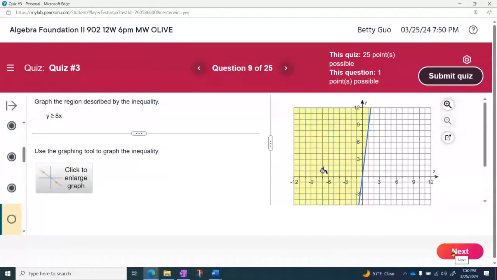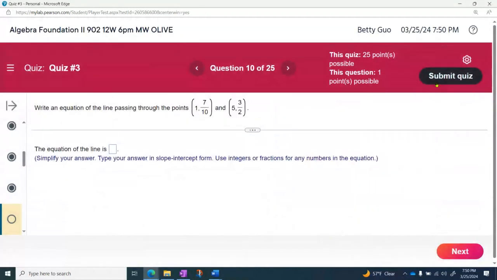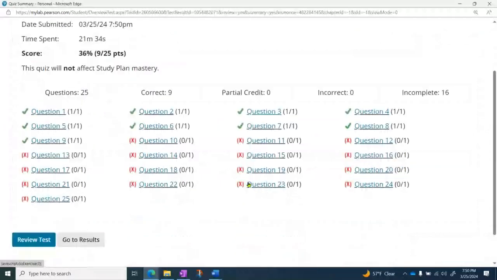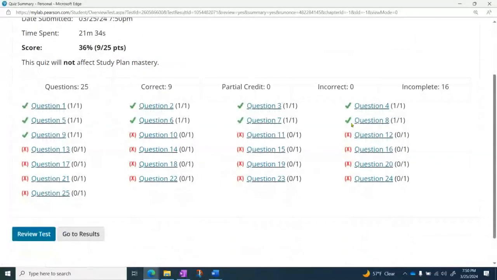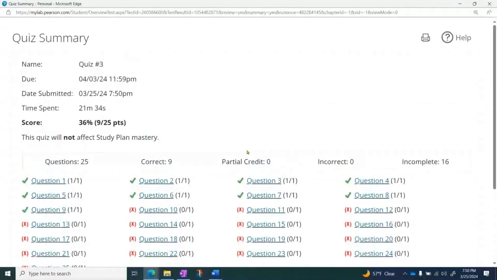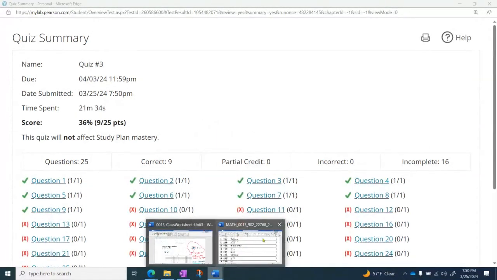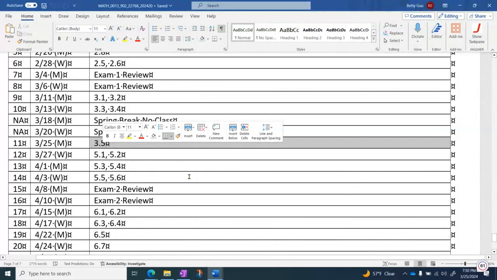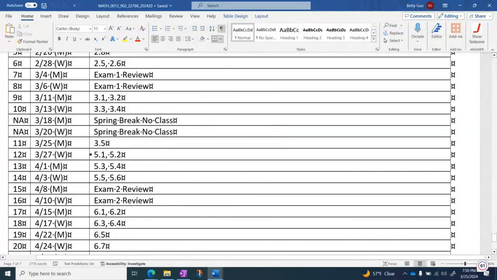All right guys, let's submit. Let's see if we got everything correct. Yep, the questions we went over, the questions we did, all correct. Now we're going to stop here, and on Wednesday we are going to start chapter 5. Let's see the syllabus. Today is the 25th. We finished the chapter, and on Wednesday we're going to start chapter 5, the first 2 sections.